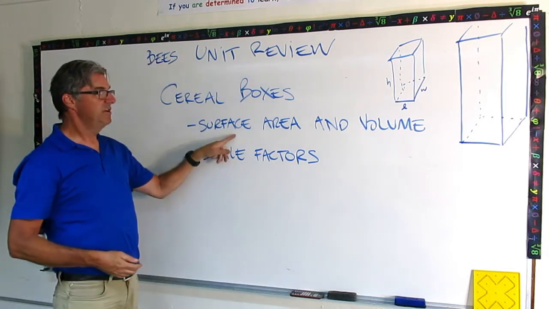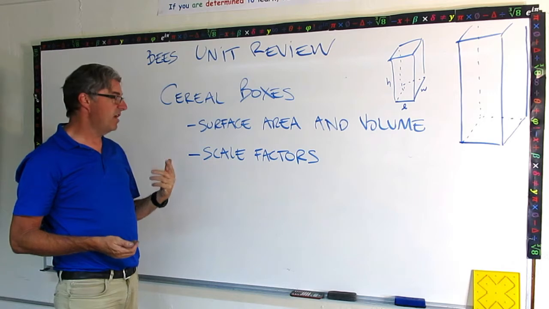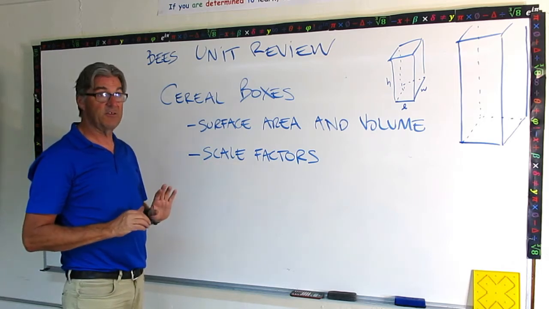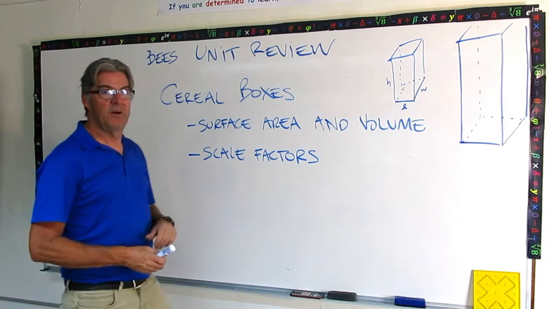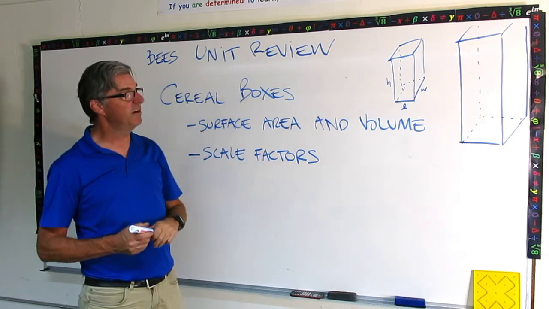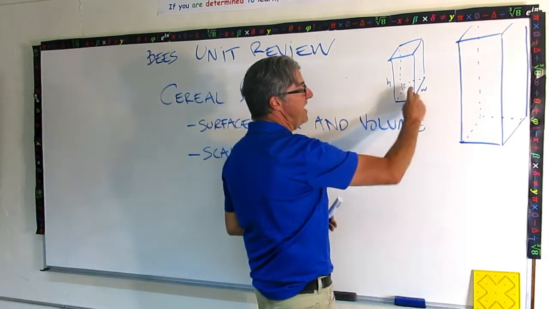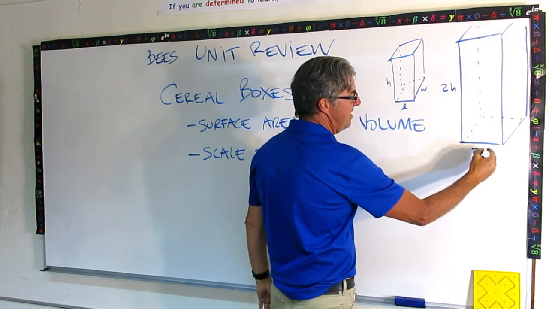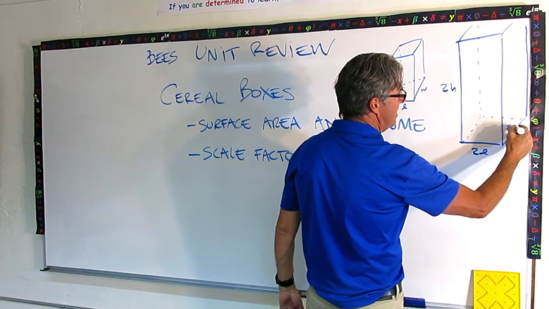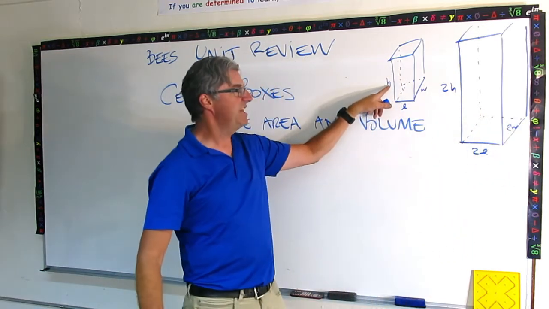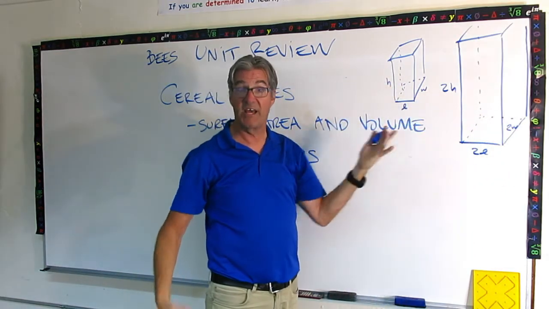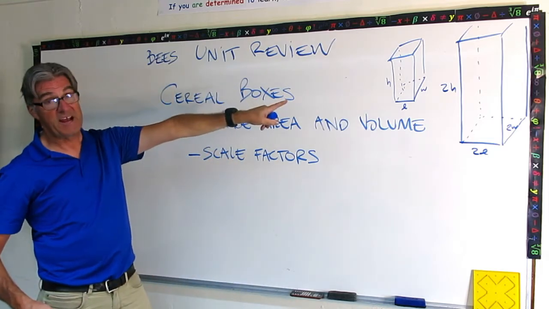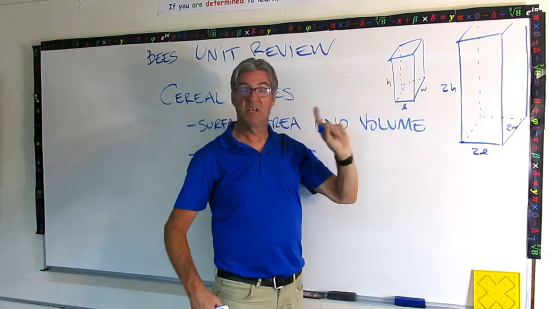So first off, you just need to be able to calculate surface area and volume, and then we played with scale factors. So let's review the scale factor thing just a little bit. Okay, I'm going to go ahead and put some notes on here. If this box is twice that box, then the height here would be 2h, this would be 2l, and this would be 2w. So if this is 10 inches high, this would be 20 inches high, and so on. So in this case, the scale factor between these two boxes is 2.